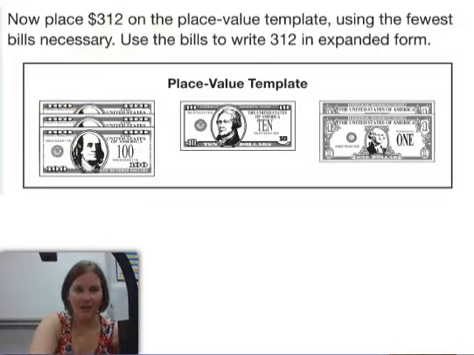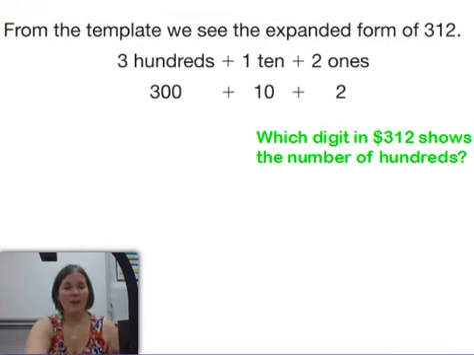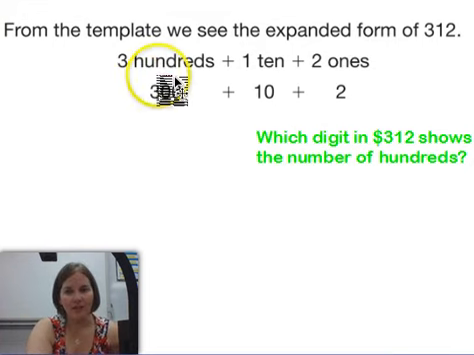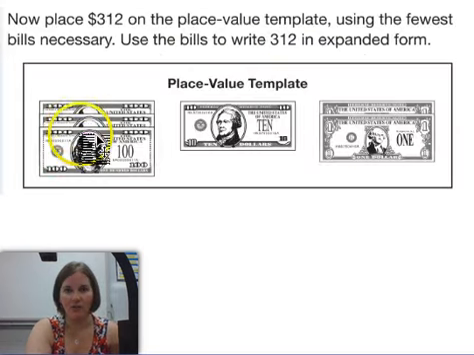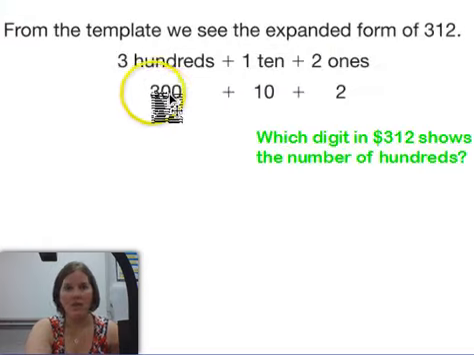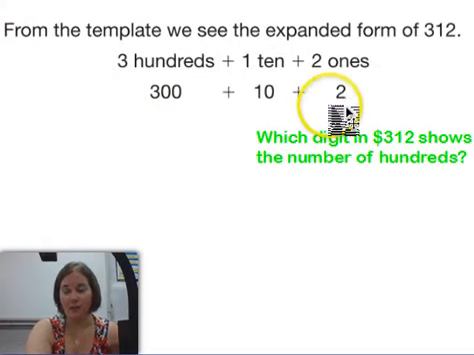Now, using that, sorry, you have to see my arm. I have to switch on the computer. Using that to see expanded form, we can see that we have 3 hundreds on the template. We also have 1 ten, and we have 2 ones. You can see that right here. 1, 2, 3 hundreds, 1 ten, and 2 ones. Okay? So another way to write it is 300 plus 10 plus 2.